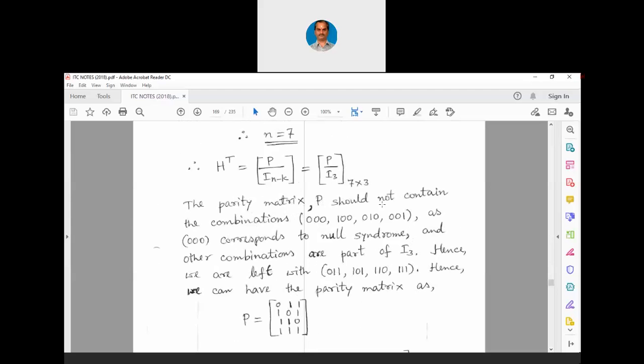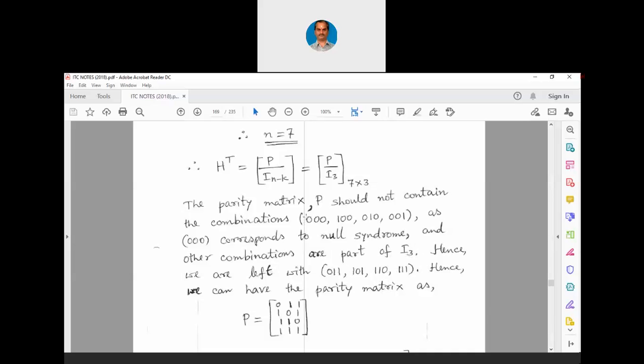The parity matrix P should not contain the combinations 0 0 0, 1 0 0, 0 1 0, 0 0 1. At the top we have this parity matrix. It should not contain 0 0 0, obviously, because it is of no value. It should not contain 1 0 0, 0 1 0, 0 0 1 also, because they are part of the identity matrix, which is just below. 0 0 0 corresponds to a null syndrome and the other combinations are part of I3. Hence out of these total 8 combinations, we are left with 0 1 1, 1 0 1, 1 1 0, 1 1 1.